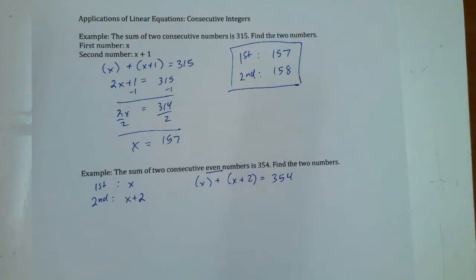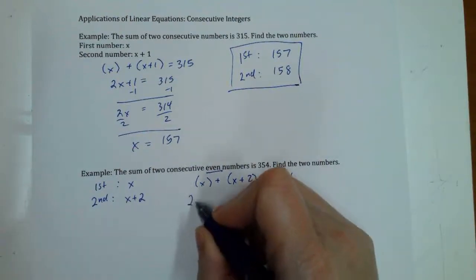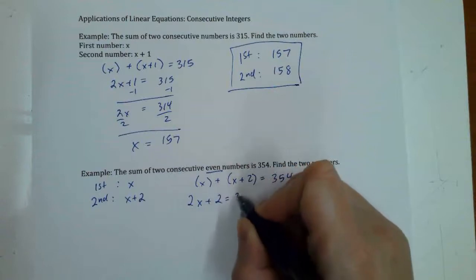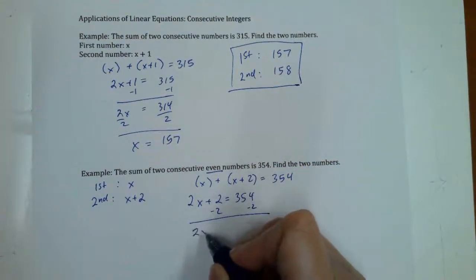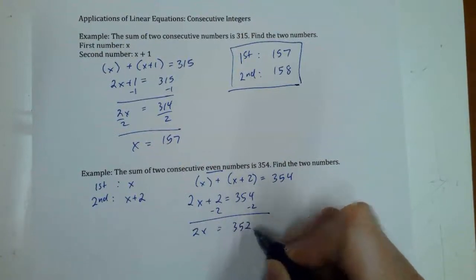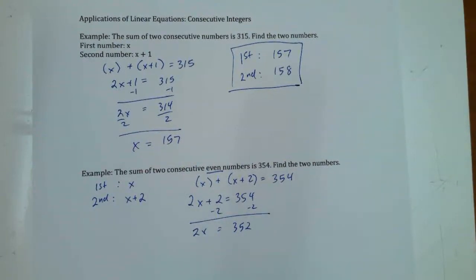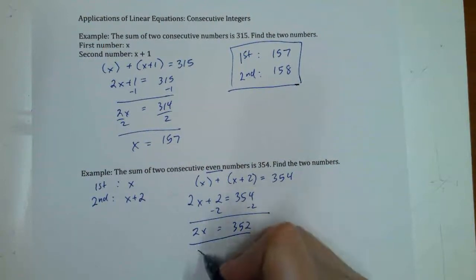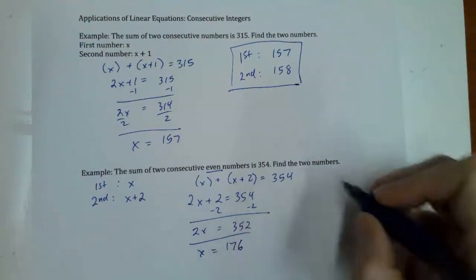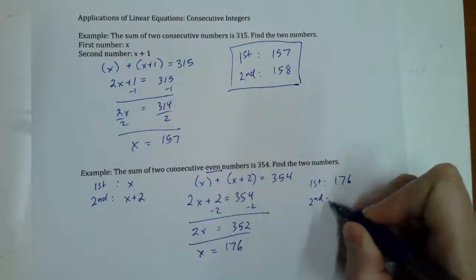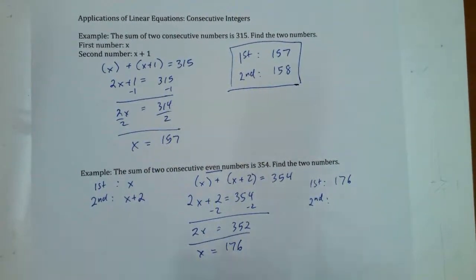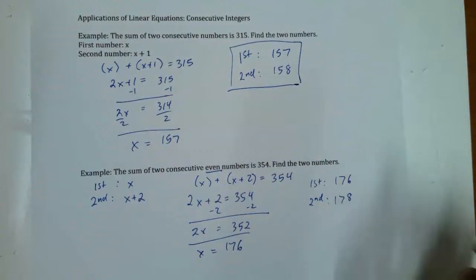Again, I set it up with parentheses so you can see it, but I then promptly ignore those parentheses. And let's solve from there. Let's subtract 2. And 352 divided by 2 is 176. So my first number is 176. My second, again, I don't add 1, I add 2, so that will be 178.